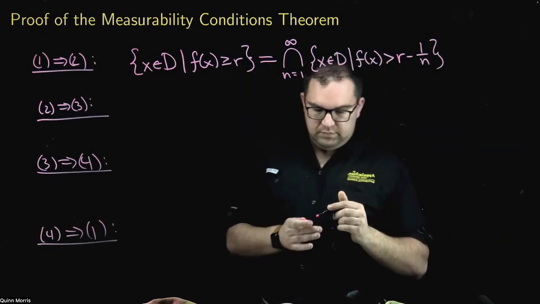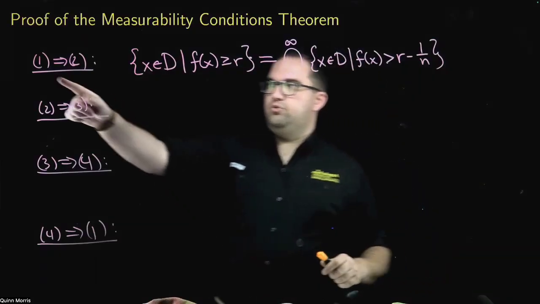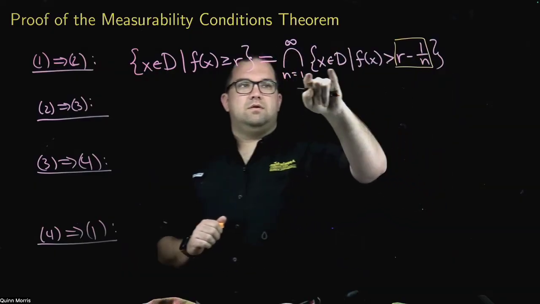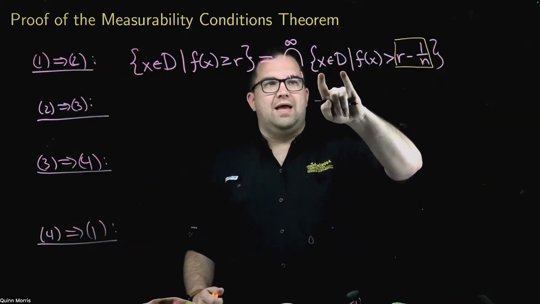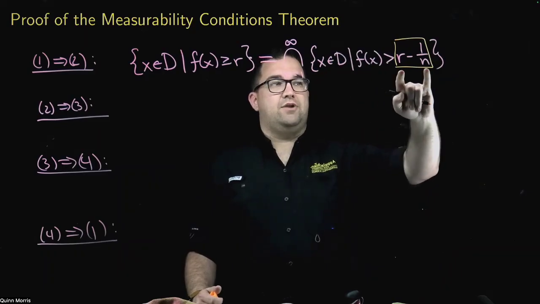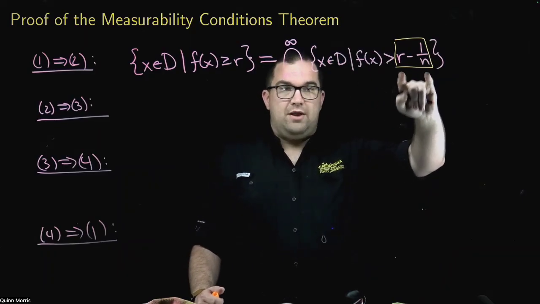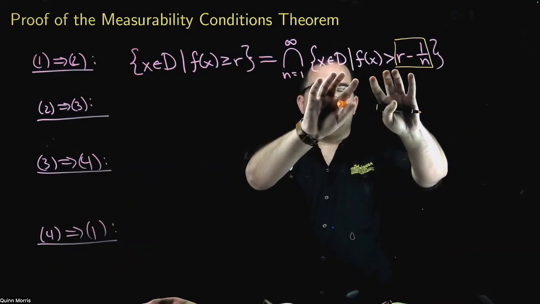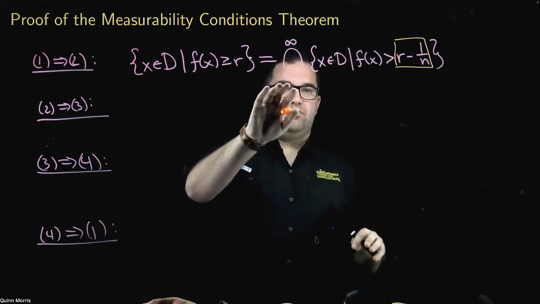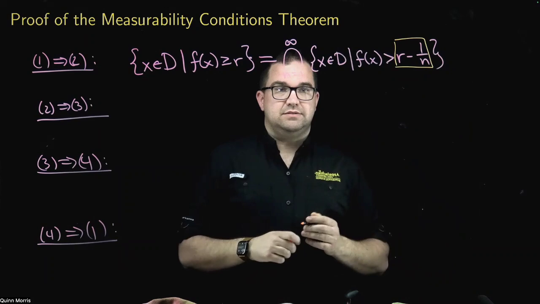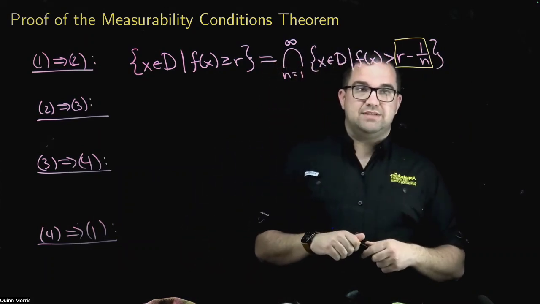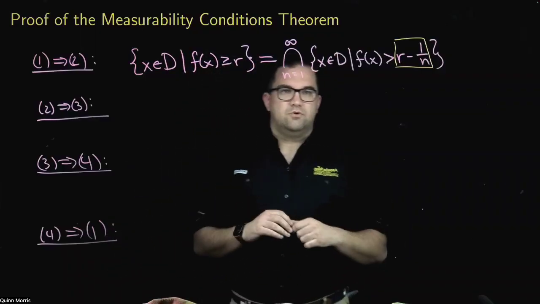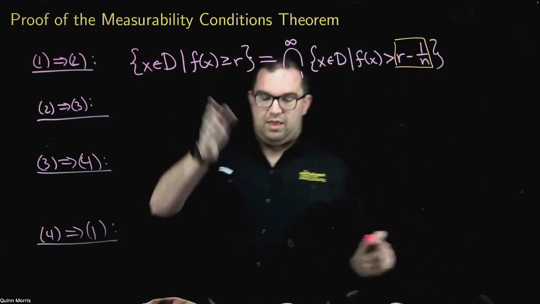Well, we're assuming 1 is true. 1 says that sets of the form all x in the domain such that f of x is greater than some number, no matter what number this is, they're always measurable. So each of these sets is measurable. So I have a countable intersection of measurable sets. Countable intersections of measurable sets are measurable. And so this set must also be measurable. All right, great, perfect. All right, so we have 1 implies 2.